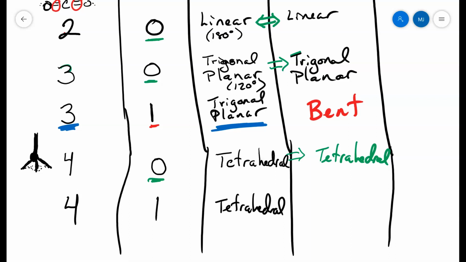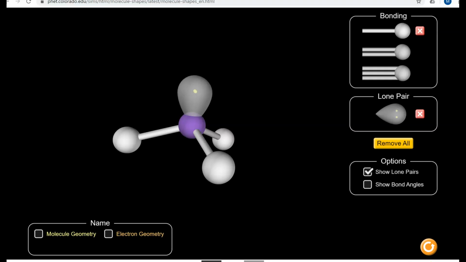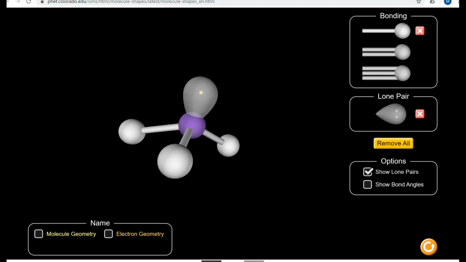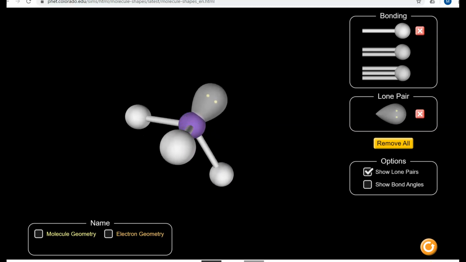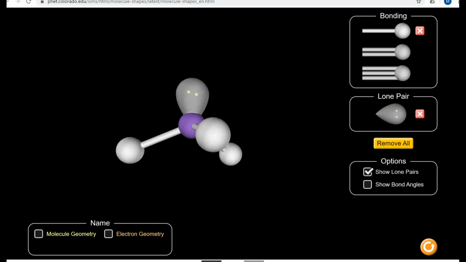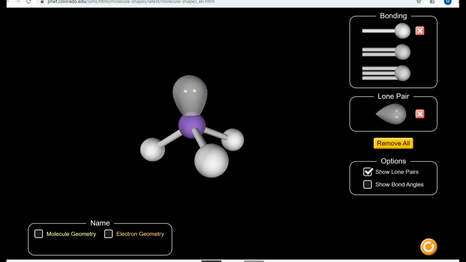But because I've got a lone pair, my molecule has changed shapes, of course. Alright, so now I'm only concerned where my atoms are. And the name of the shape, let me try and get these under control a little bit. Here we go.